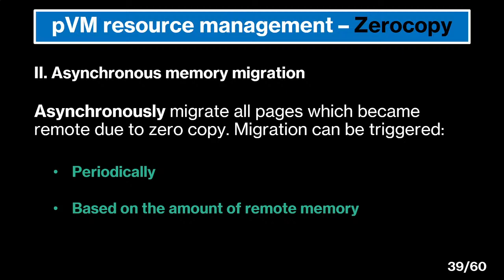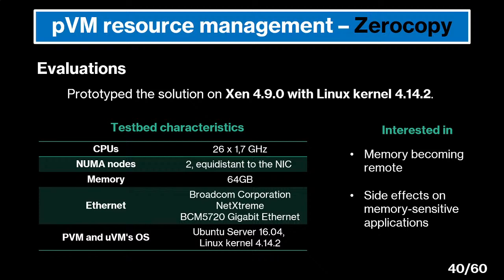The second approach is to have asynchronous memory migration, which is quite straightforward. It consists in asynchronously migrating all the pages that became remote due to zero copy. And here the migration can be triggered either on a periodic basis, or based on the amount of memory that has become remote. We prototyped this on Xen 4.9 using the Linux kernel 4.14.2, and in our evaluations we were interested in seeing if we can effectively control the amount of memory that becomes remote, and to measure the side effects on memory sensitive applications.